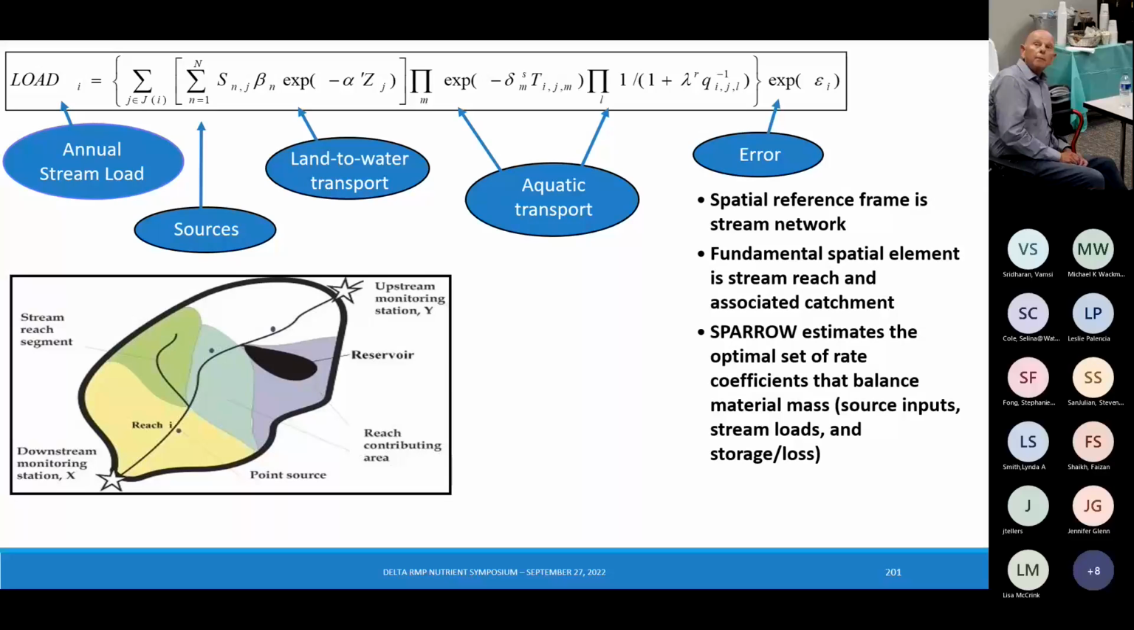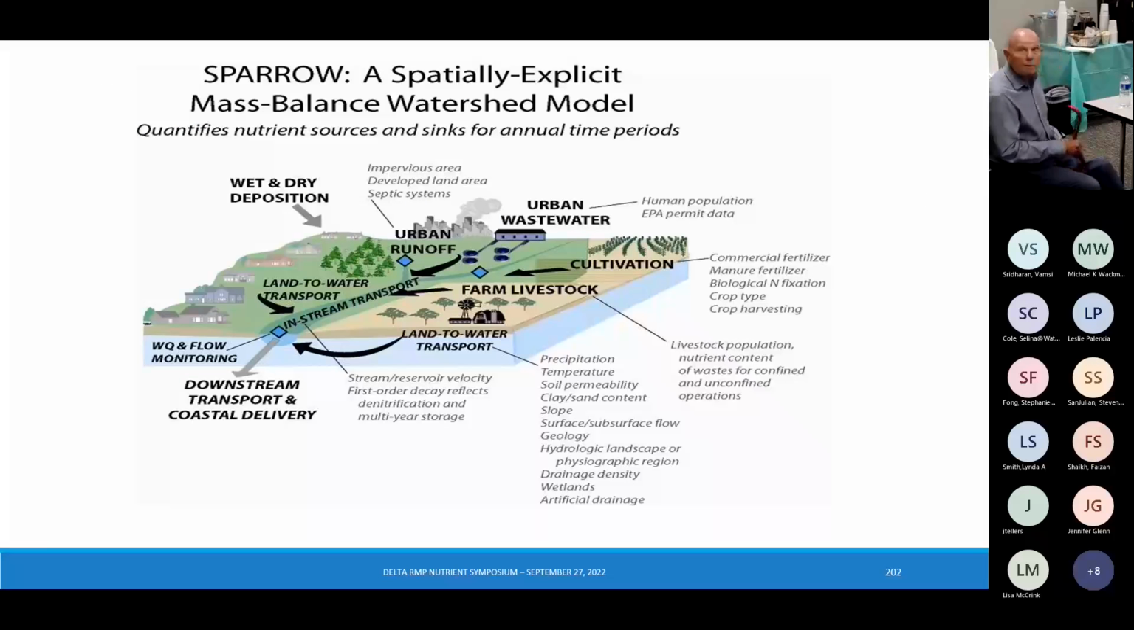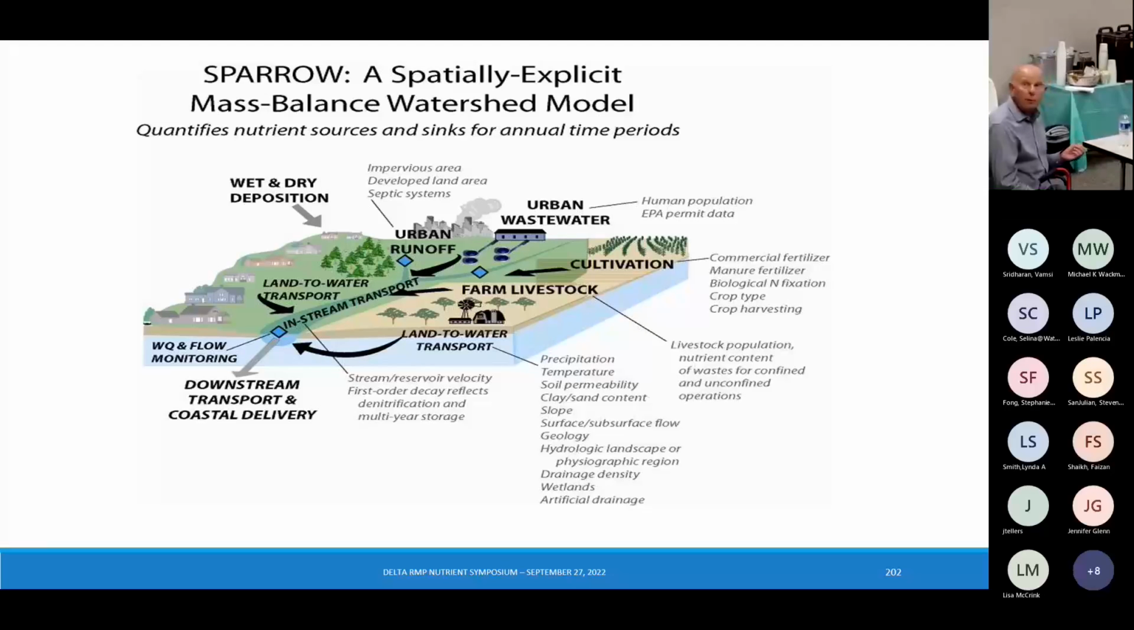All right, so next slide. So this is kind of a conceptual diagram of what we're looking at. So we have these different sources like wet and dry deposition. Some of that information is fairly well known. The wet and dry deposition comes from atmospheric monitoring, along with how much rain falls on certain parts of the watershed. Urban wastewater, or all wastewater, is fairly well known. That's all public record.